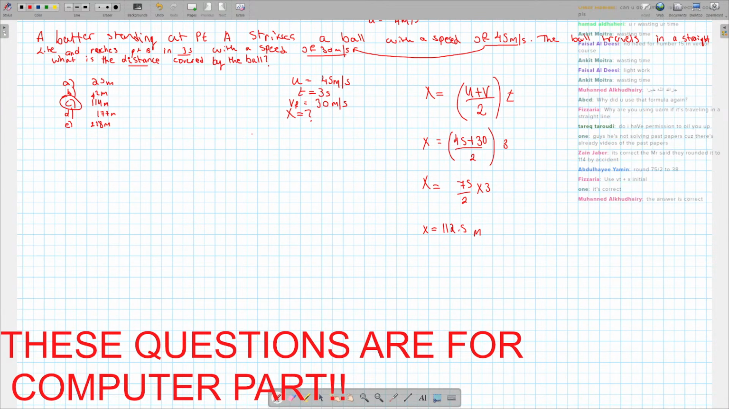Why are you using UARM if it's traveling in a straight line? Yeah, UARM is also straight line. Guys, he's not solving past papers because there's already videos of the past. Yeah, it's correct. The mister said they rounded it to 114 by accident. Oh, okay. It's correct. Okay, the answer is correct. Okay, thank you guys. Thank you.